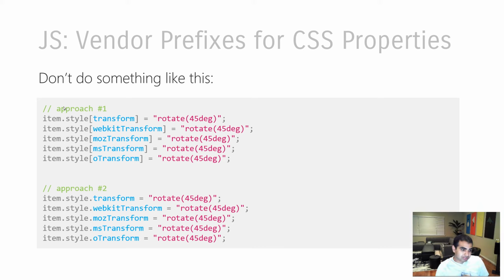For most new browsers, the first one, item.style bracket transform, will be all that you need, and everything else will be invalid, doesn't exist. But on older browsers, if you're on, let's say, Safari or Chrome, the WebKit transform option will be what gets hit. Or in older versions of Internet Explorer, MS transform, or in Opera, O transform.